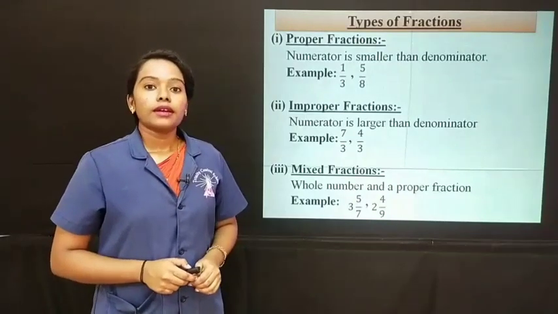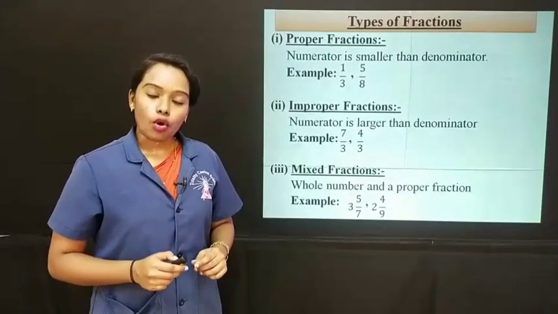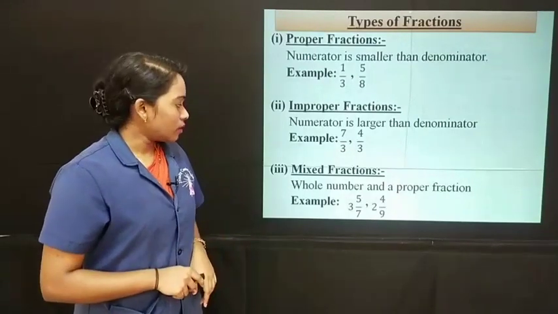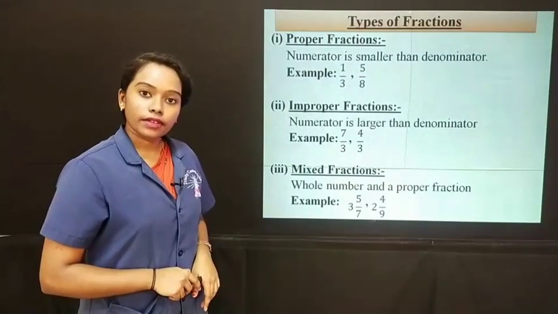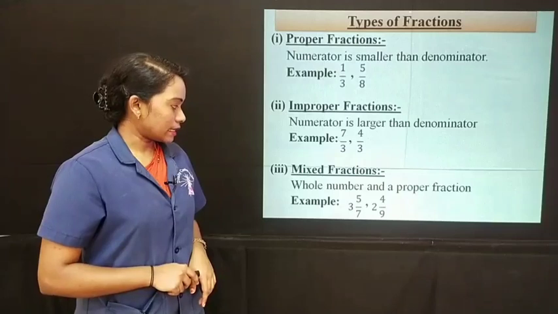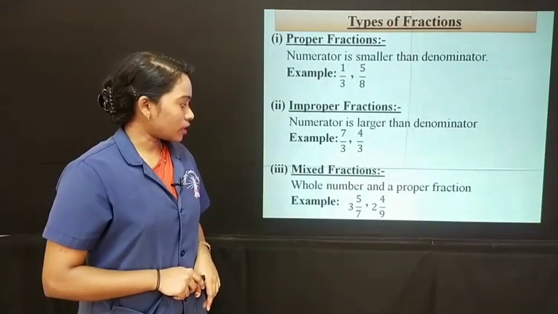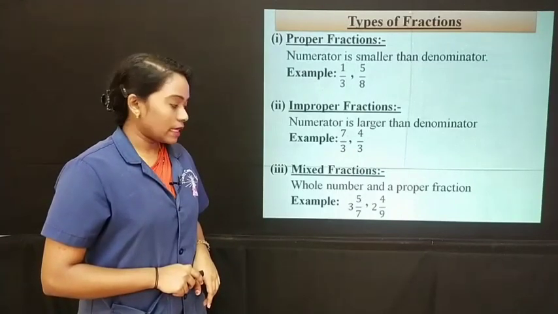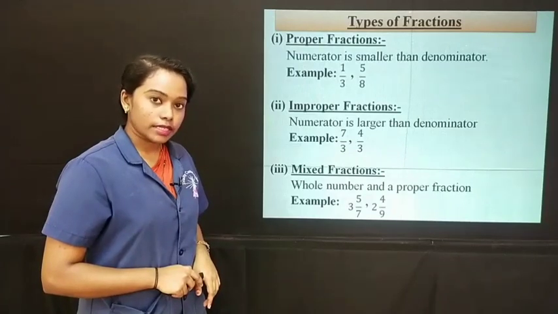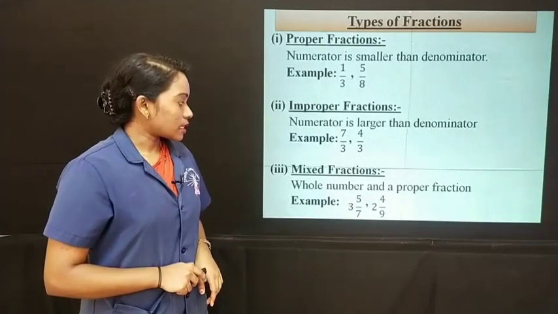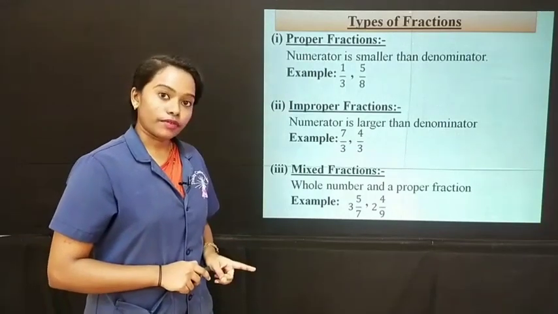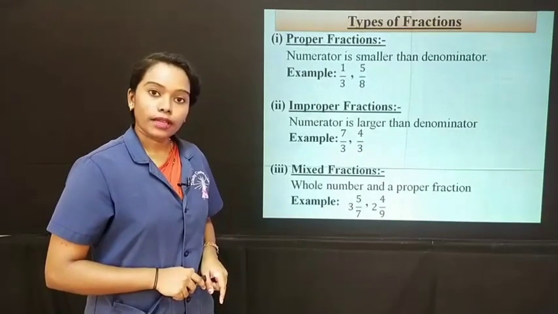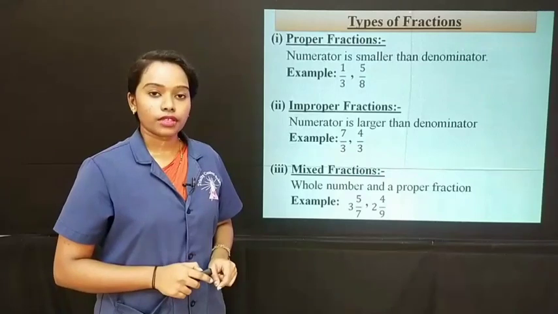Mixed fractions. These are the fractions consisting of a whole number and a proper fraction. For example, see here 3, 5 by 7. Here the whole number is 3 and the proper fraction is 5 by 7. Why? Because our numerator 5 is less than the denominator 7. It is a proper fraction. So, the sum of a whole number and a proper fraction is known as a mixed fraction. And 2, 4 by 9 is also a mixed fraction.